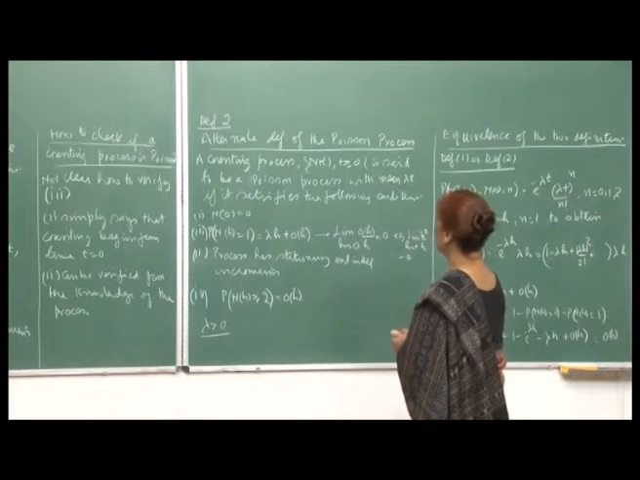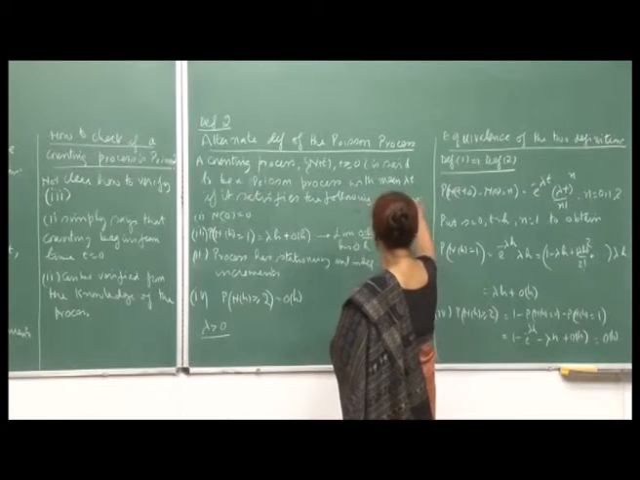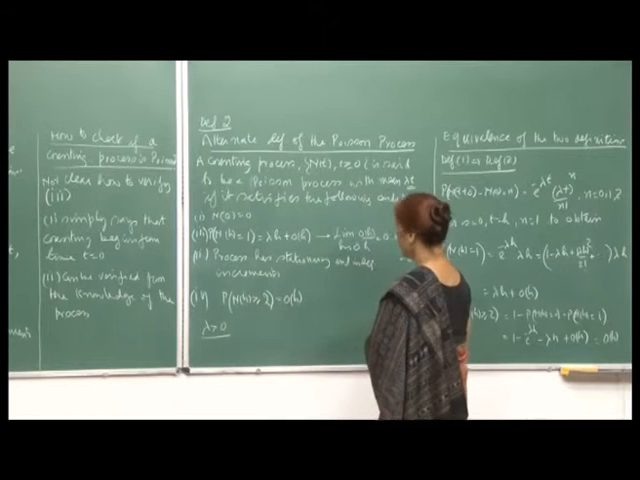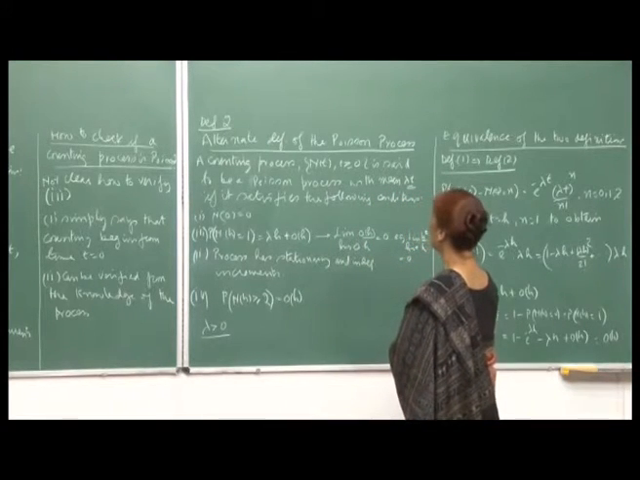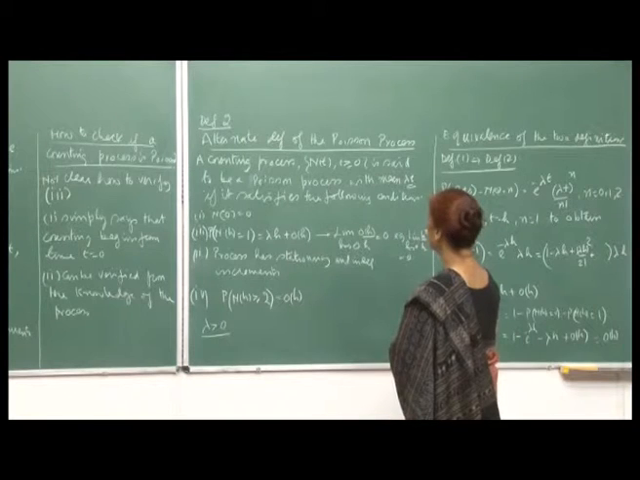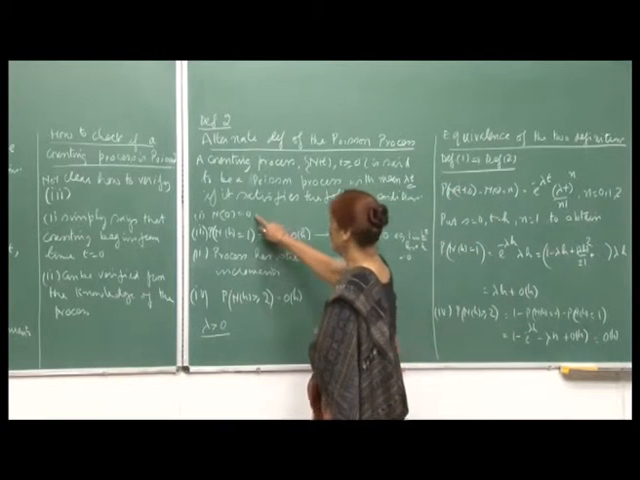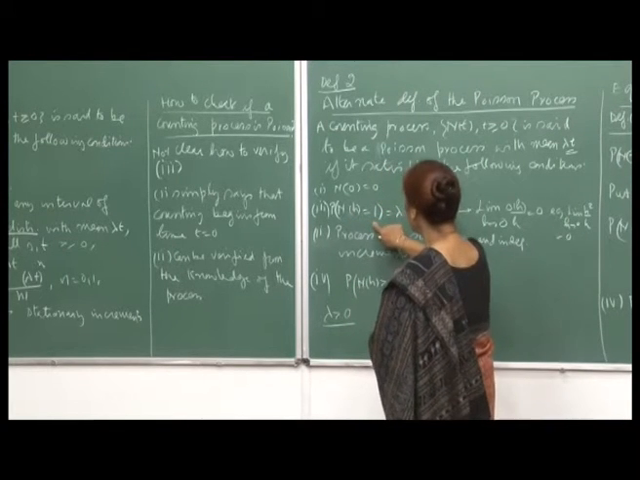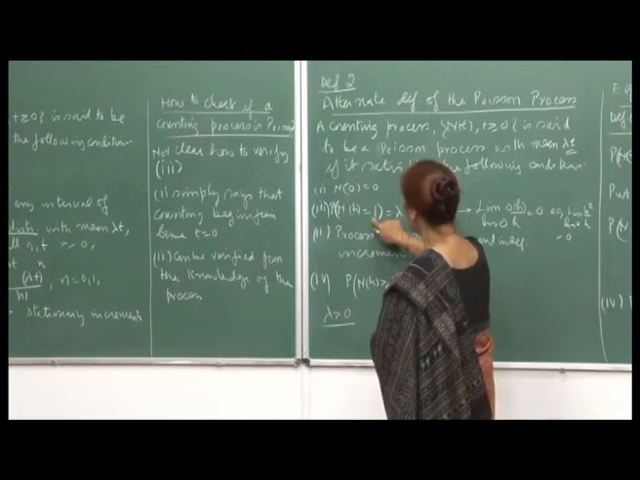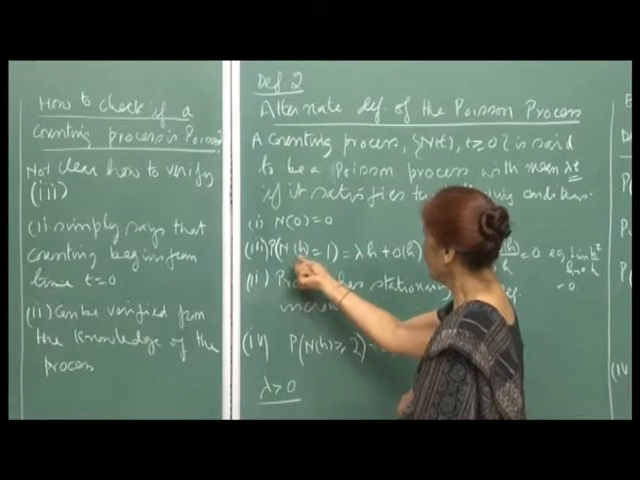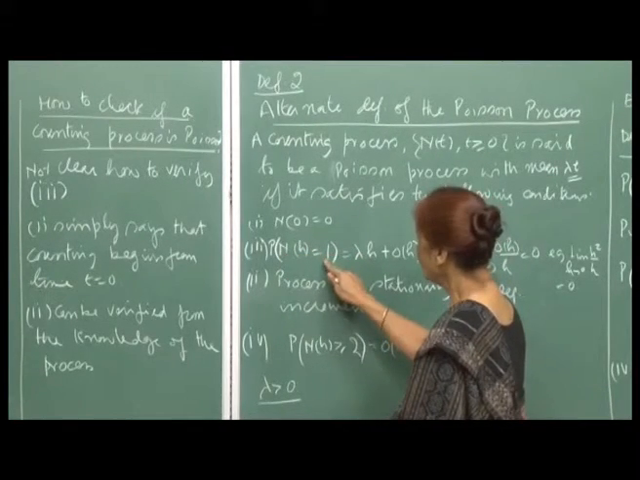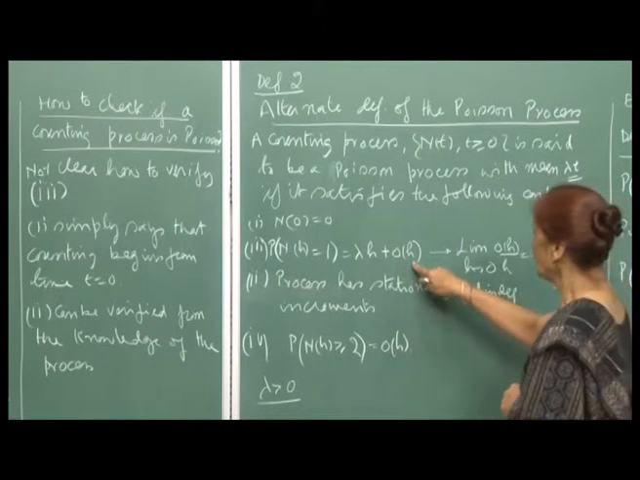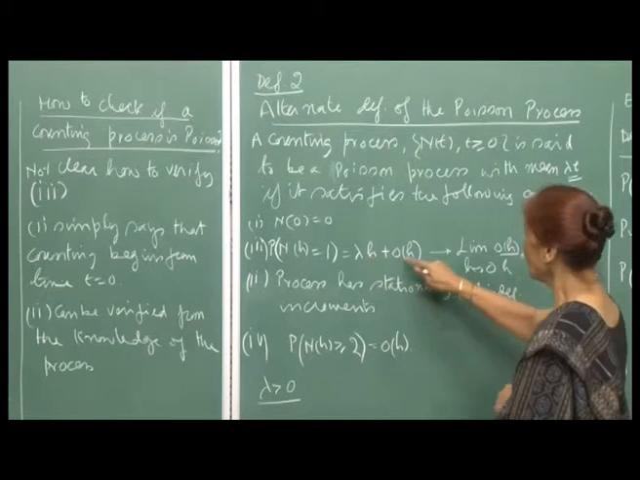So, let us see. Here we will say that again, the same mean lambda t, a counting process is said to be Poisson with mean lambda t if it satisfies the following conditions. The first is the same as for the first definition, N(0) is 0. Now, what we are saying is that the probability that N(h) equals 1, that means in the time interval h, only one arrival takes place or one event occurs, should be of this form, lambda h plus o(h).